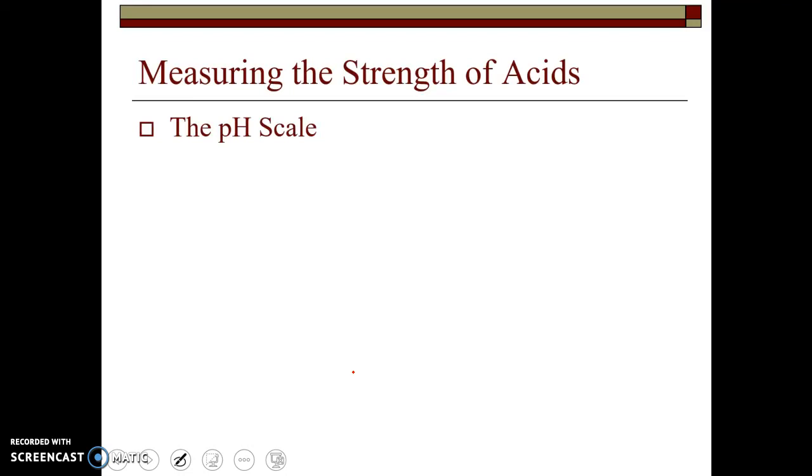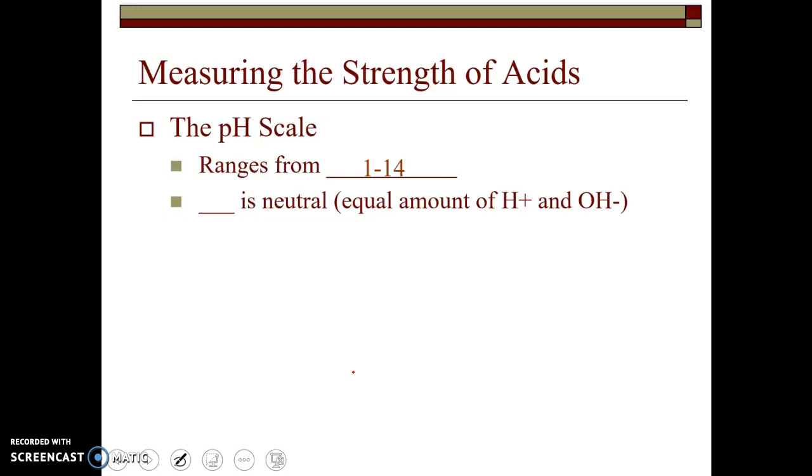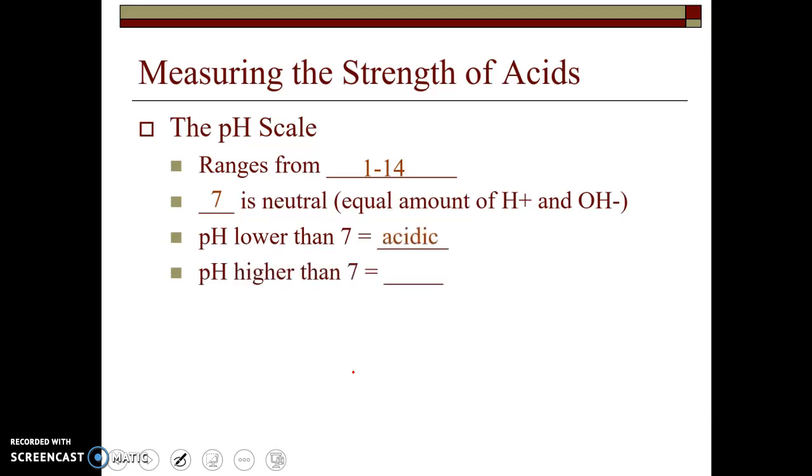So the way we measure the strength of the acid is by using the pH scale, which we're already pretty familiar with. It ranges from 1 to 14. Technically, you can approach 0. We hopefully already know that 7 is neutral. If you're lower than 7, then you're an acid. If you're higher than 7, then you're a base.